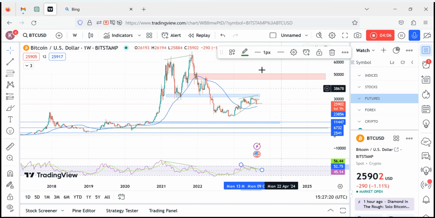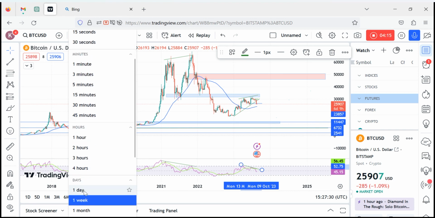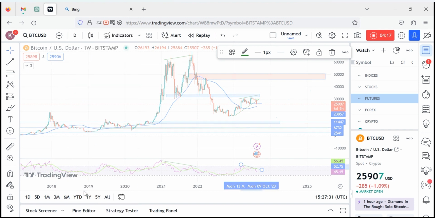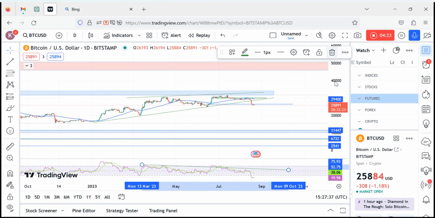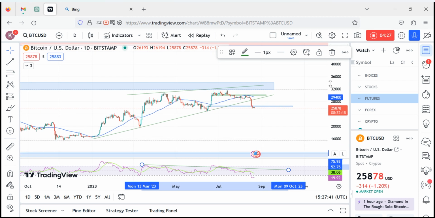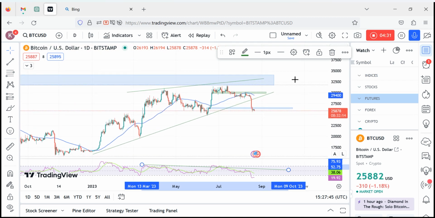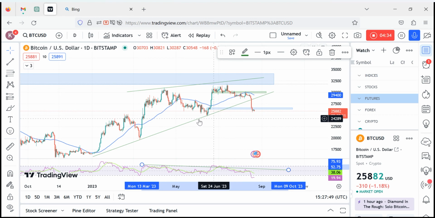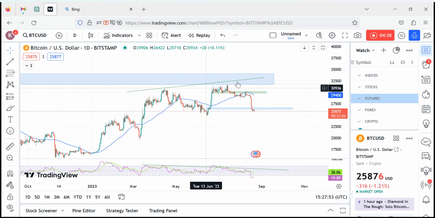So this is the weekly chart. Let's go back to our daily chart and see what is going on. Okay, so this is our daily chart. Okay, so that is our bearish divergence. Let me first delete this trend line here. So that's our bearish divergence.